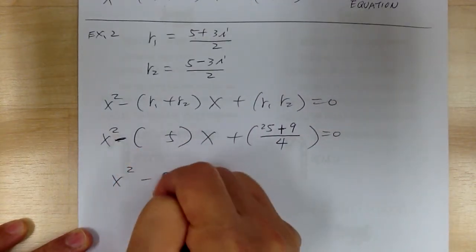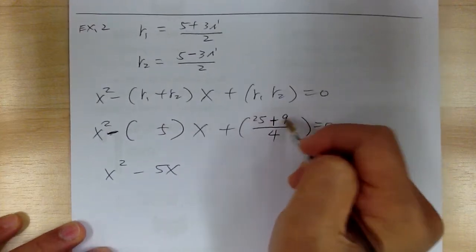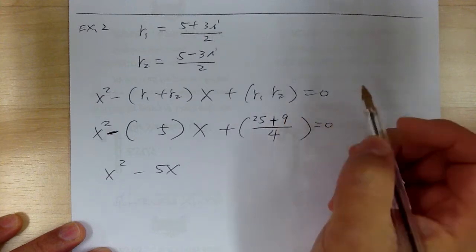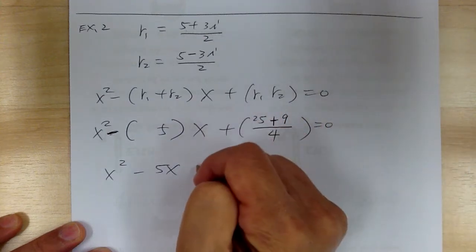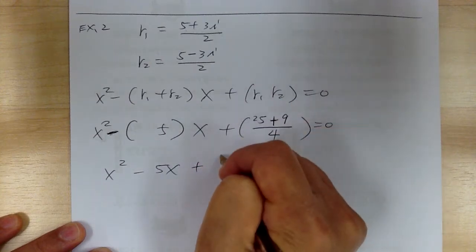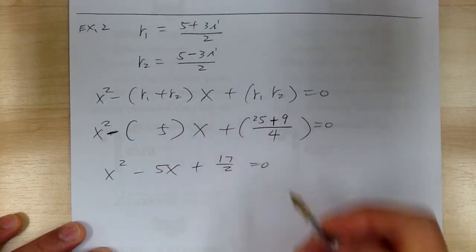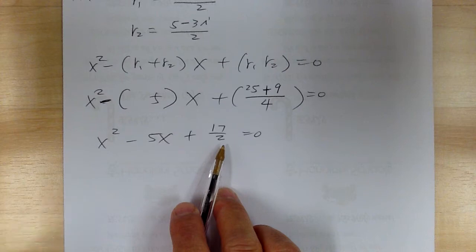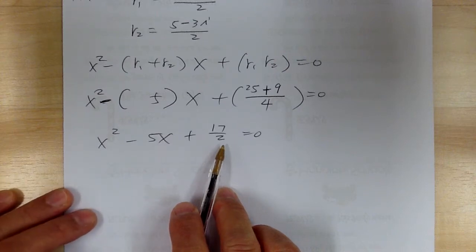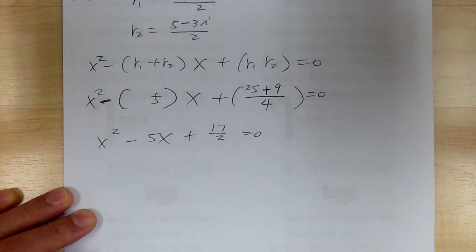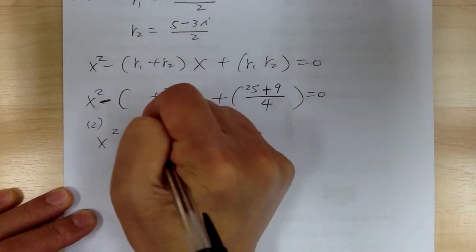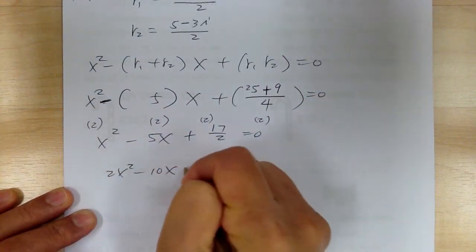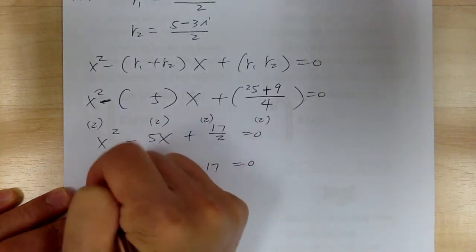So x squared minus 5x. Use your calculator, you can work it out. Make sure you push equal before you divide. So this will give you 34 over 4, which will give you 17 over 2. Now, for your final answer, you should put it in standard form. Standard form should not have any fractions or decimals, and you want to lower the numbers as much as possible. So you want to multiply everything by 2. You're going to get 2x squared minus 10x plus 17 equal to 0, and that is your answer.